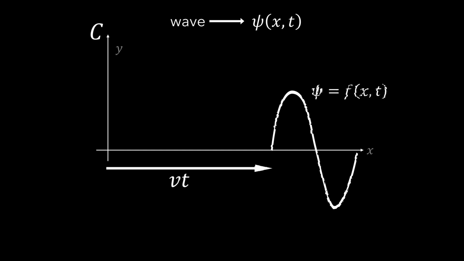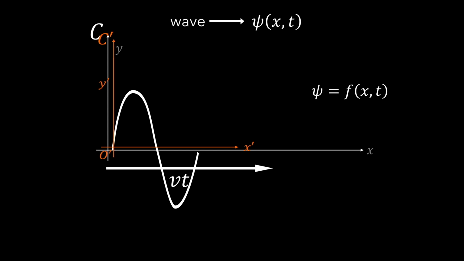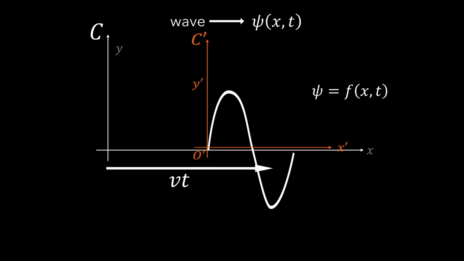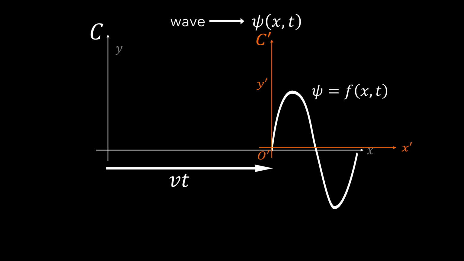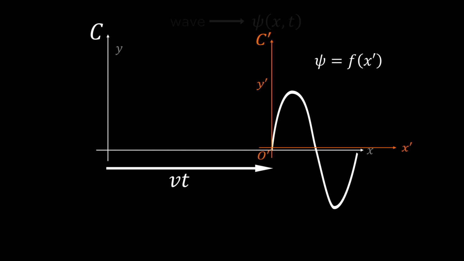Let's now introduce a coordinate system that travels along with the profile. Let's label this coordinate system as C'. In the C' coordinate system, the psi function is no longer a function of time, because the profile looks stationary in C'. Here, the coordinate is x' instead of x. But we wish to rewrite this expression in terms of x so that the profile can be described by an observer in the stationary coordinate system, the C coordinate system.